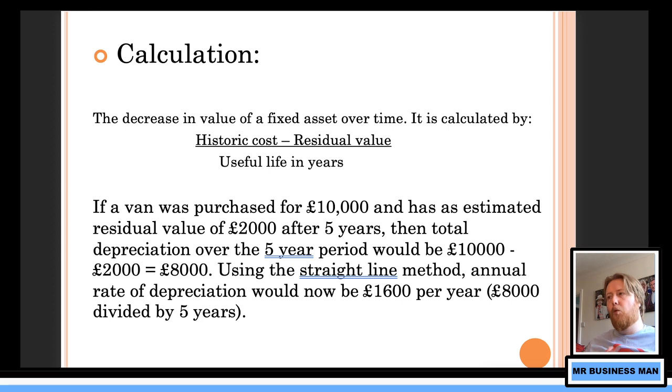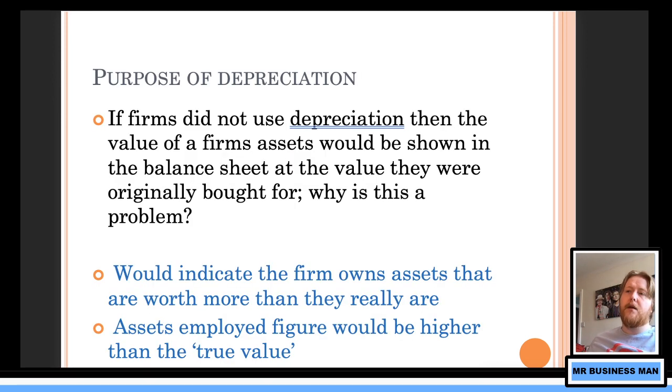And what happens to the asset in the time, natural wear and tear. It could be in an accident or anything like that. Okay. So if firms did not use depreciation, then the value of the firm's assets would be shown in the balance sheet at the value that they were originally bought for. Why is this a problem? Well, it would indicate that the firm owns assets that are worth more than they actually are. The assets employed figure would be higher than its true value.